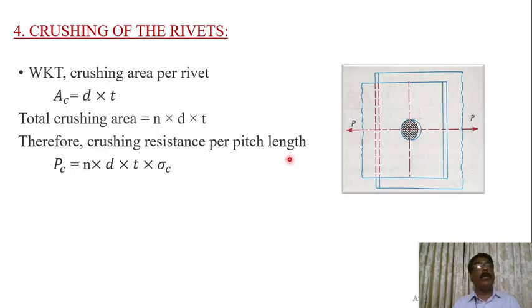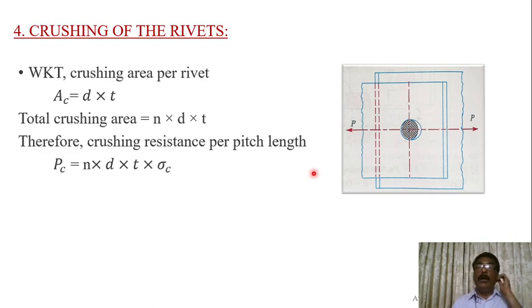Now another type of failure is the crushing of the rivets. Sometimes what happens is, instead of shearing off, the rivet may crush, as shown in the sketch here, and the rivet hole may take the shape of an oval. It may become an oval shape like this. In that case, the joint becomes loose, and that type of failure is known as crushing of the rivets, or crushing failure, or sometimes it is also referred to as a bearing failure.